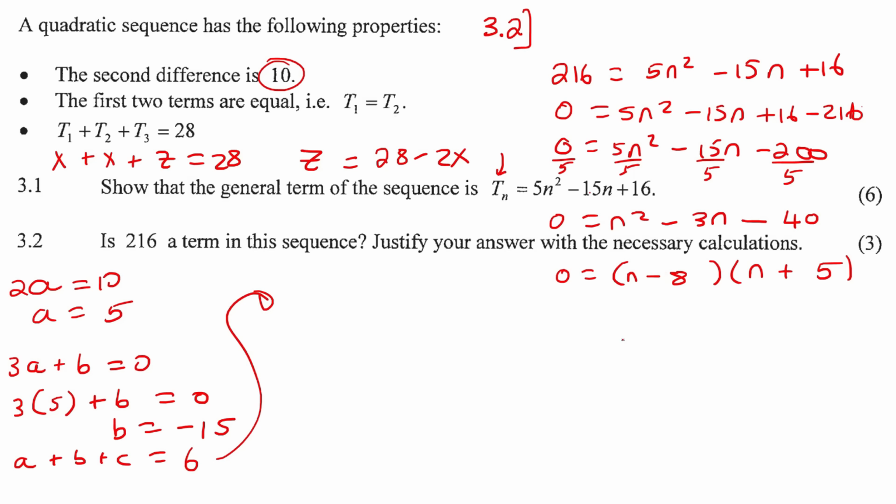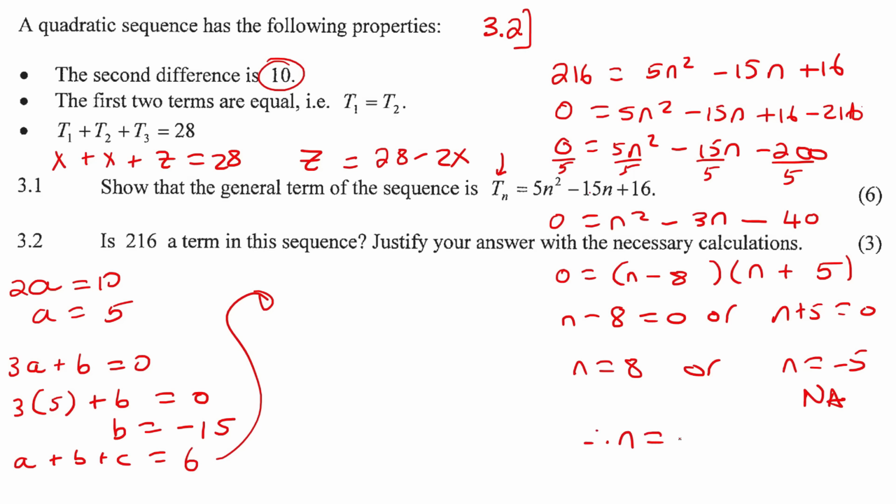Where was I? So now we can just solve. We're just going to say n minus 8 equals 0, or n plus 5 equals 0. So n is 8, or n is minus 5. Now, what is n? n is the number of terms, so you can't have a negative number of terms. You can just say NA for this one, therefore n is 8.